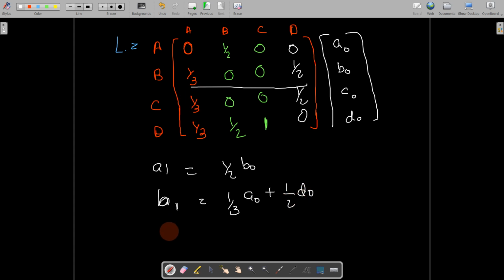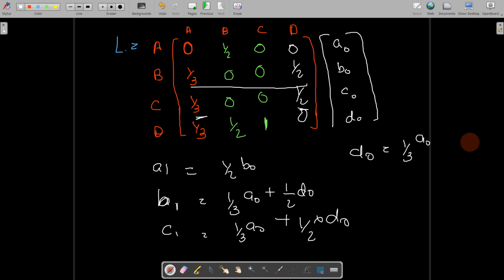Then the C's new rank would be 1/3 the old rank of A naught and half the old rank of B naught, right? And what about D? The rank of D is calculated using 1/3 the rank of A naught plus half the rank of B naught plus C naught, the complete rank of C naught.